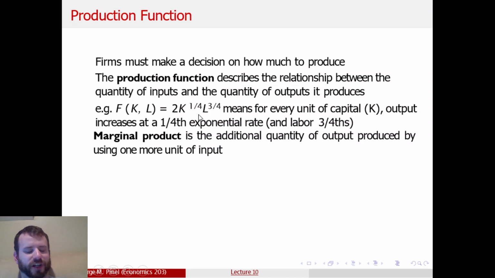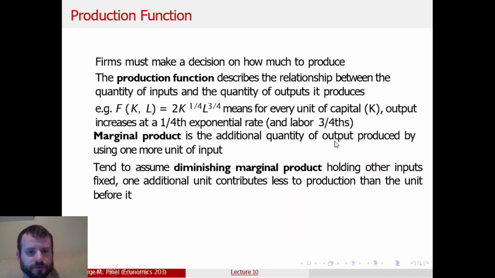But for the sake of this course, we're just going to do what's called discrete, which is just going from 1 unit to 2 units, not 1 to 1.00001. Okay. Anyway, so marginal product is the additional output generated from additional input.